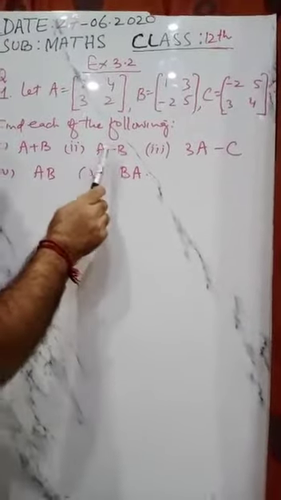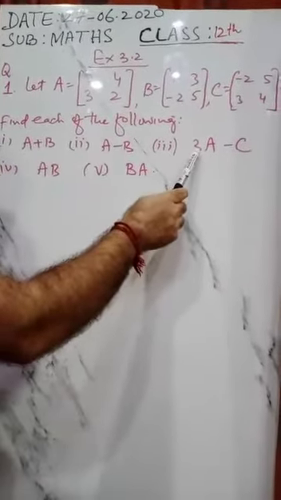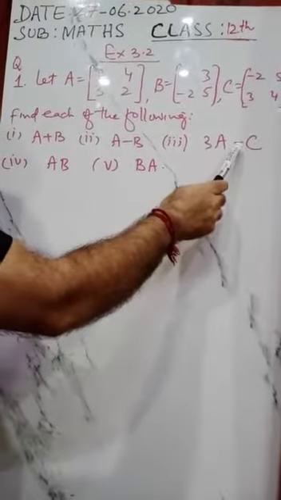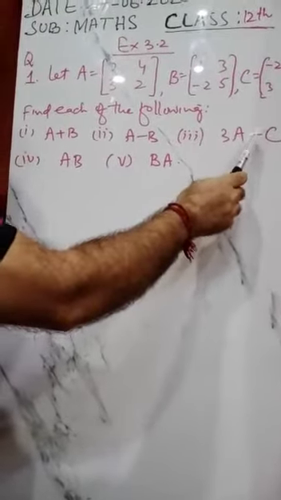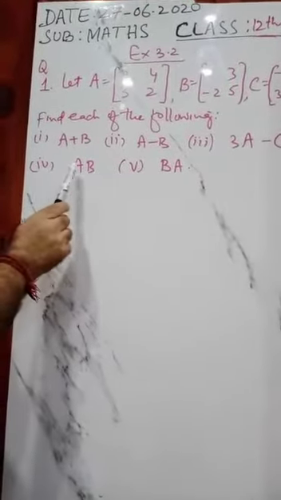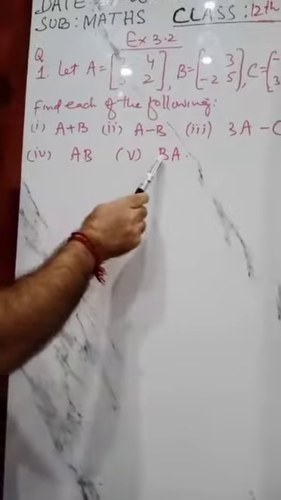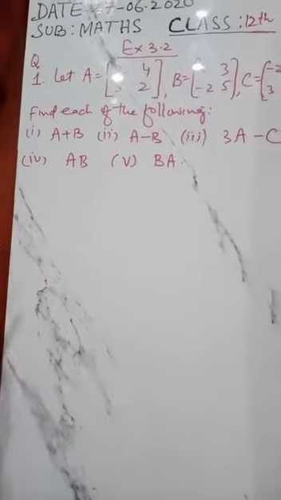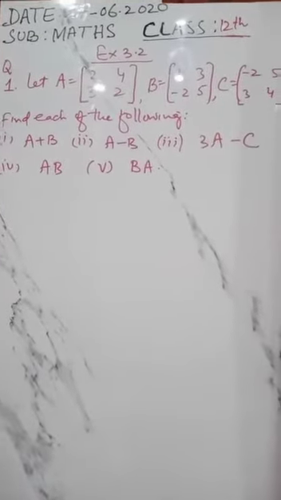subtraction of matrices A and B. Then you have 3 times A, that is multiplication of 3 with the matrix A, and then subtract matrix C from it. Then you have the multiplication AB, and then again the multiplication BA. So first let us start the solution.